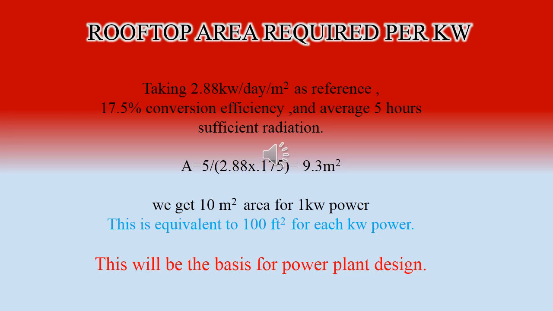Area required to generate 1 kilowatt power on a rooftop, taking 2.8 kilowatt hour per day per square meter as reference, 17.5% conversion efficiency, and an average of 5 hours of sufficient radiation, we can get 10 square meter area for 1 kilowatt power. This is equivalent to 100 square feet for each kilowatt power. This will be the basis for power plant design.